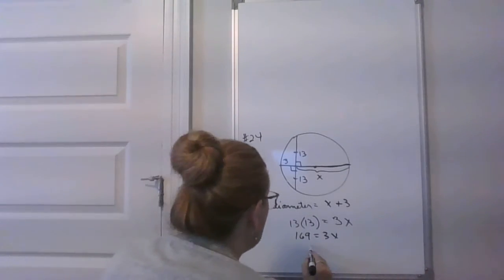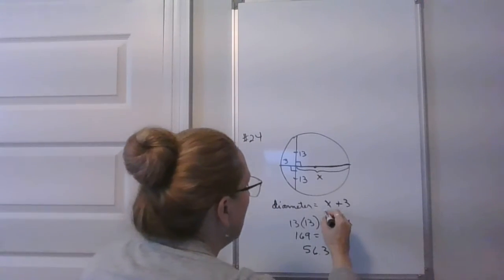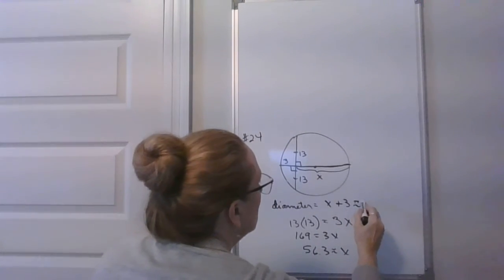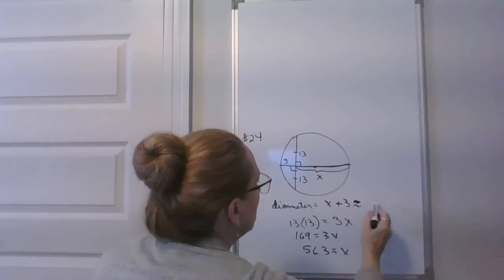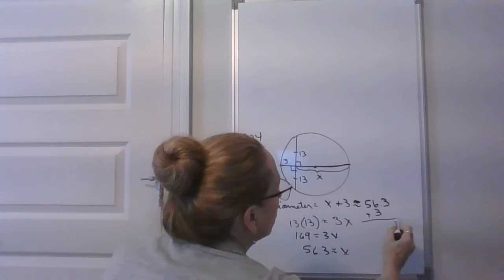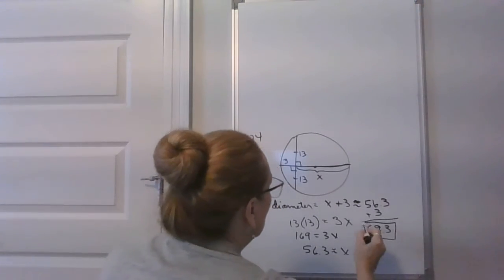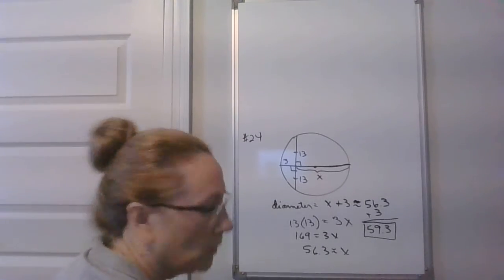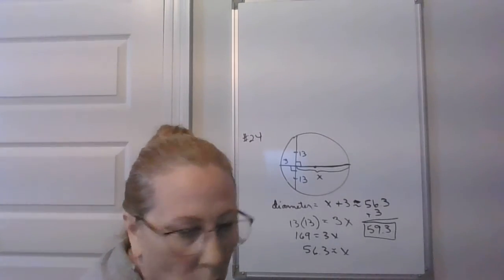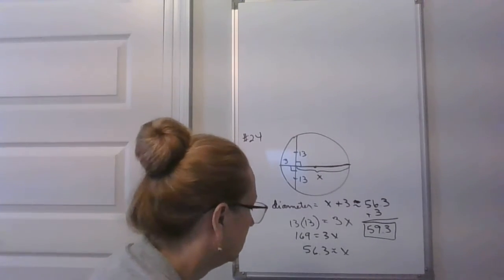And we get 56.3 for x, and we have to add the 3 to it. So, excuse me, that squiggle didn't turn out very well. 56.3 plus that extra 3, 59.3 for our final answer. And that was number 24.